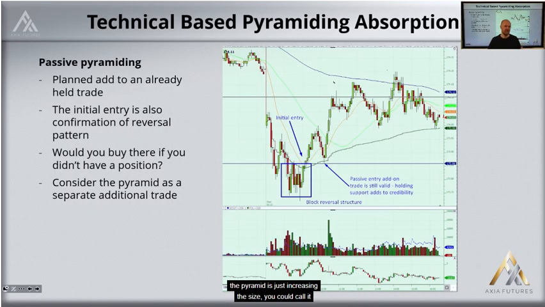The pyramid is just increasing the size. You could call it leveraging your trade up, for want of a better word, rather than it necessarily having to be at higher prices if you're buying, lower prices if you're selling. This is something that you can do technically, and you can have pre-planned as to where exactly you're going to get in. You know that if you buy on the break here, that's your place to add. And as long as you get the absorption when you get back there, perfect, you can do that.